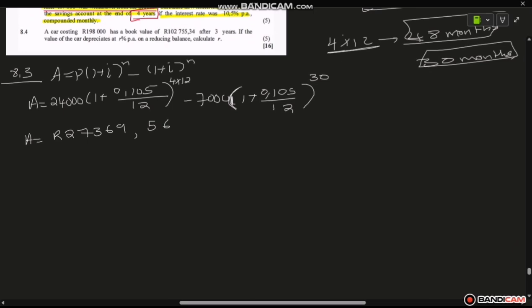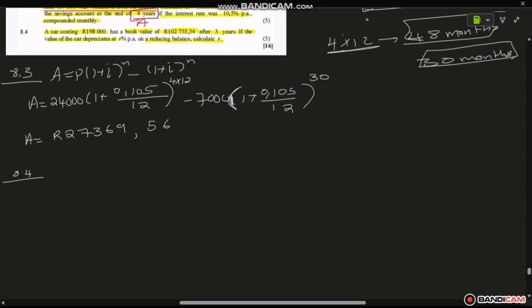So it's very important to know that after the first deposit, are they withdrawing or are they depositing? So 8.4, a car costing 198,000 has a book value. What you must know about a book value is that it's one and the same thing as the accumulated amount. So when they talk about the book value, that's A. So 102,755.34 is the book value, is A, after 3 years, if the value of the car depreciates, it loses value, right?